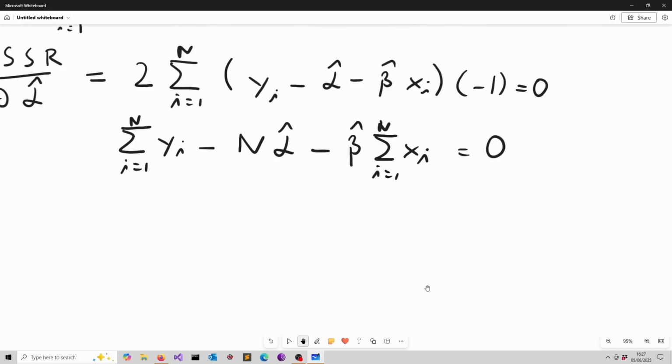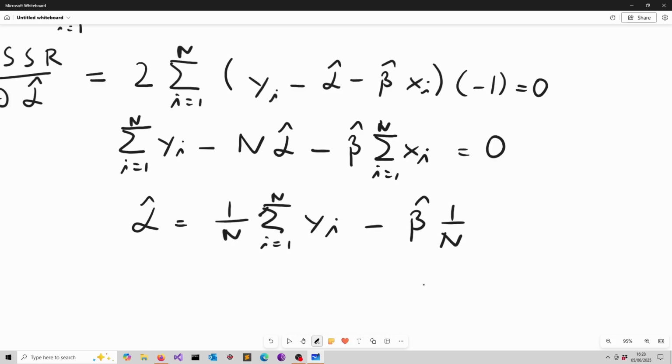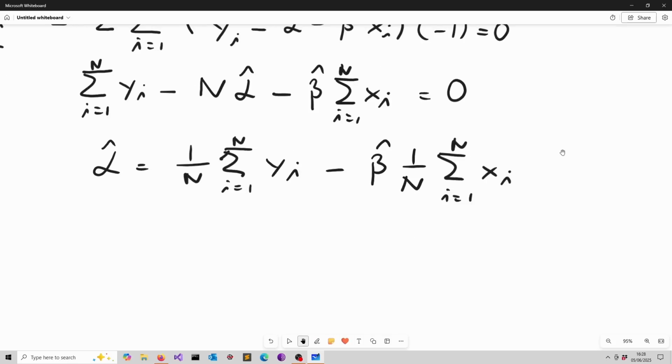Good, now we rearrange this and solve for alpha hat. We just move it to the other side. We divide by the capital N, which is our sample size. So we should obtain alpha hat as equal to 1 divided by n, the sum of yi, minus beta hat, then 1 divided by n, and the sum over the xi. So that's quite a useful start. I will just mark this for later use.